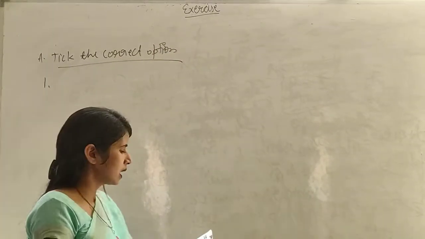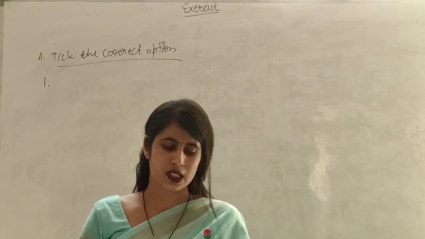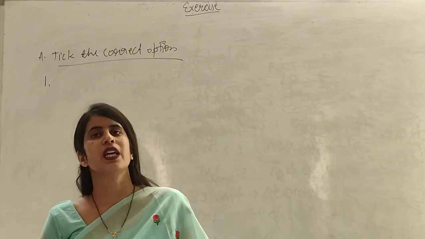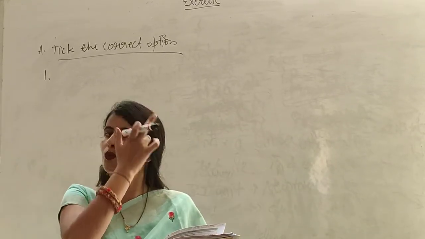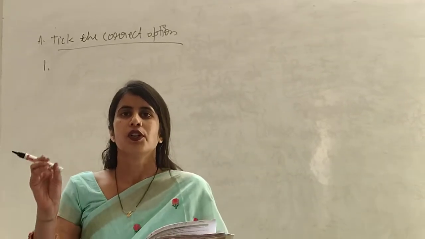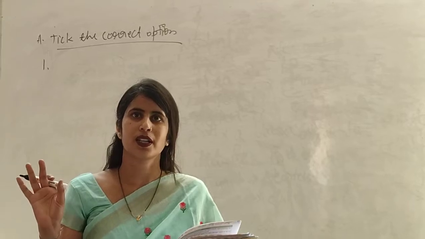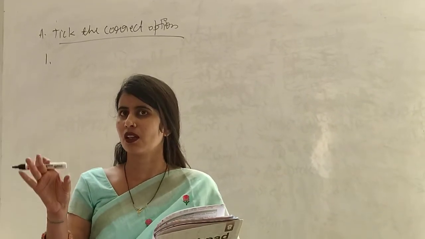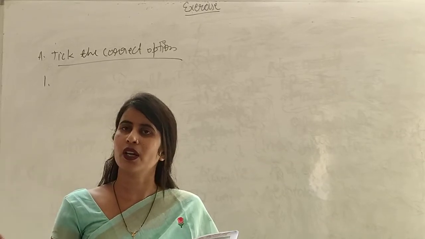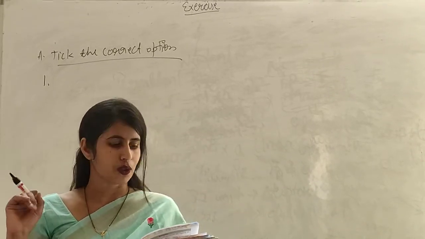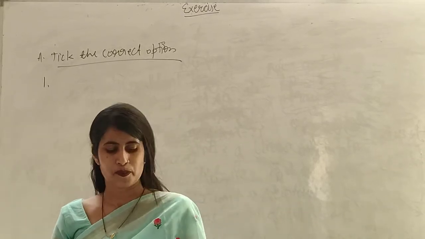The first one is arranging the records in a particular order is called. Means when we arrange records in a particular order, what is it called? Sorting is to arrange the records in a particular order. Sorting means we are arranging the records in a particular series, that is ascending to descending or descending to ascending order. So the answer will be sorting.